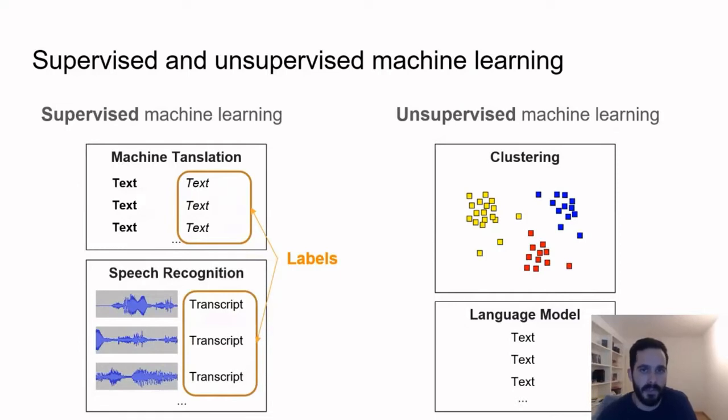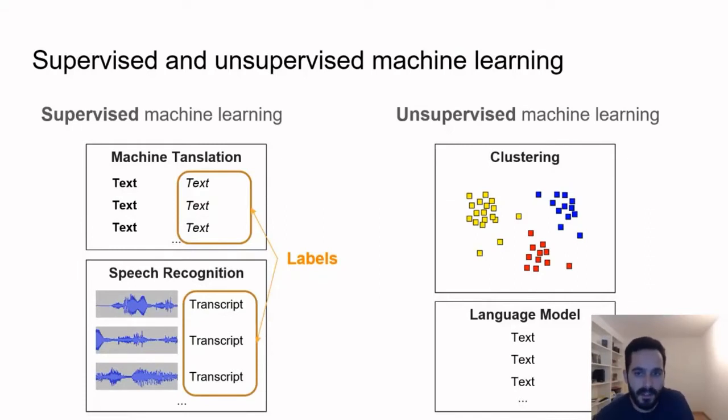Before we start with semi-supervised methods, let's first shortly introduce the concept of supervised and unsupervised machine learning. In supervised machine learning, we usually have some kind of label for the data. We have already seen one such example in speech recognition, where the transcript is the label. Another example is machine translation. In this problem, we want to translate text in one language to text in another language. In this case, the translation is the label.